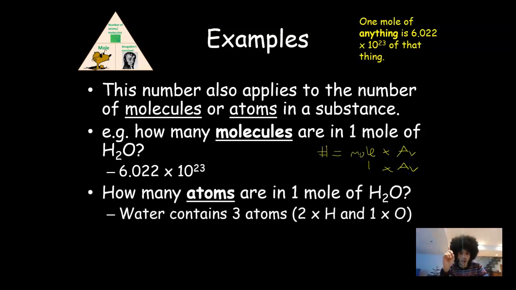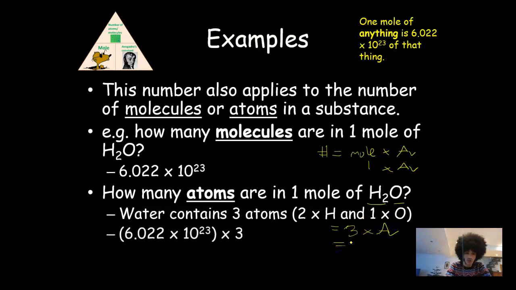But if I've asked you how many atoms are in 1 mole of H2O, that's a very, very different question, because we know that from the formula, water contains 2 atoms of hydrogen and 1 atom of oxygen. So it's 3 atoms in total. Now, if I want to know how many atoms are in a mole of it, I now have to do the number of atoms, which is 3, and I multiply that by Avogadro's constant to get the answer. So it's going to be 3 times 6.022 times 10 to the 23, which gives me 1.81 times 10 to the 24. So that's some trickier problems which you might get.